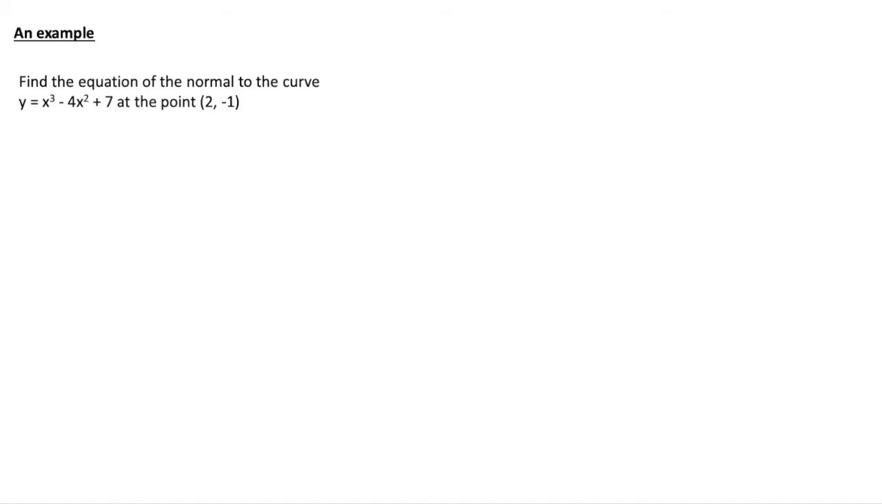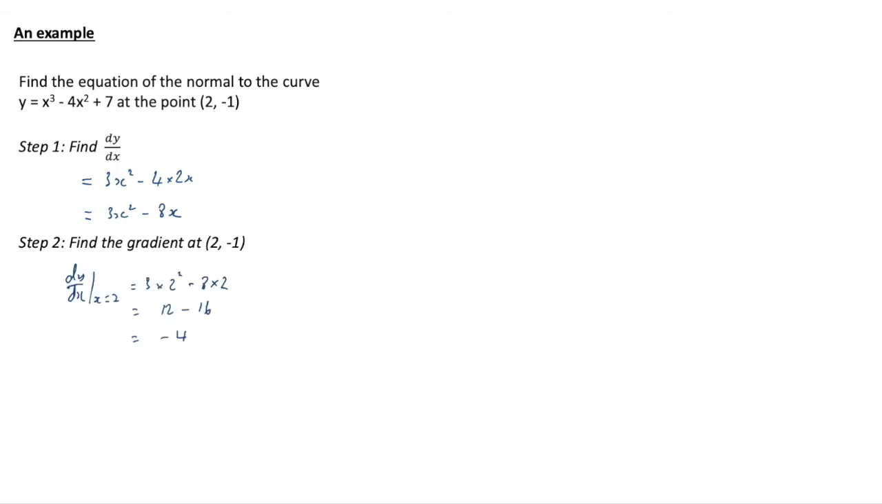So let's have a look at an example. Find the equation of the normal to the curve y equals x cubed minus 4x squared plus 7 at the point (2, -1). And that may look familiar to you. Step 1, find dy/dx. Well, we worked that out before: we've got 3x squared, and the x squared differentiates to 2x, so that's -4 times that 2x, which gives us 3x squared minus 8x. Step 2, find the gradient at that point. We put the value 2 in, which gives us -4, as before.